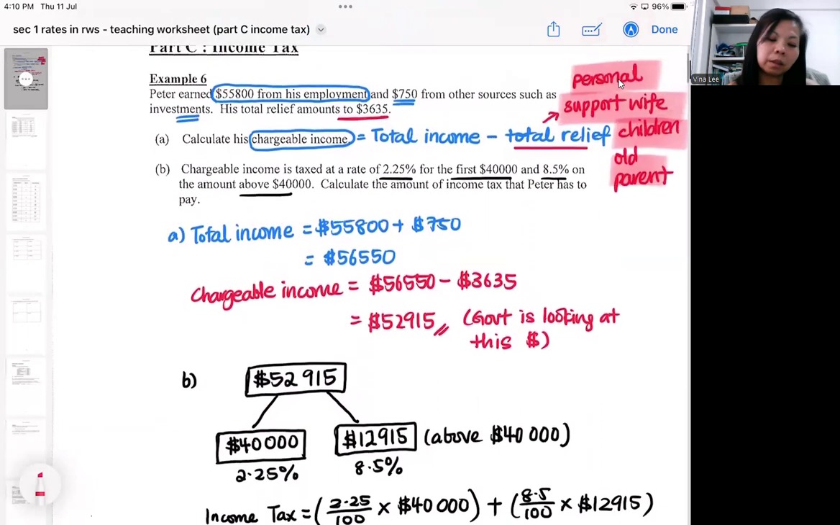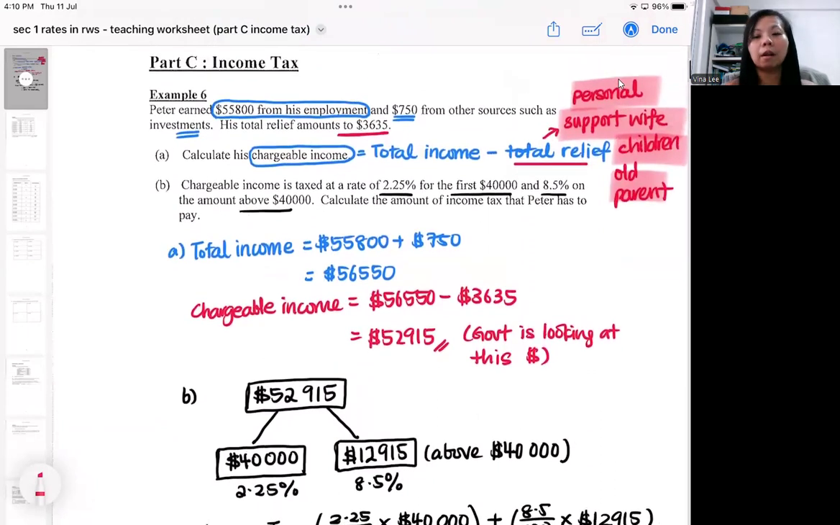So this example will show you a very basic idea of income tax. There are more in-depth questions, but this is just the very basic idea first. So do note down the formula for chargeable income and the idea of splitting into two baskets for you to calculate the income tax.